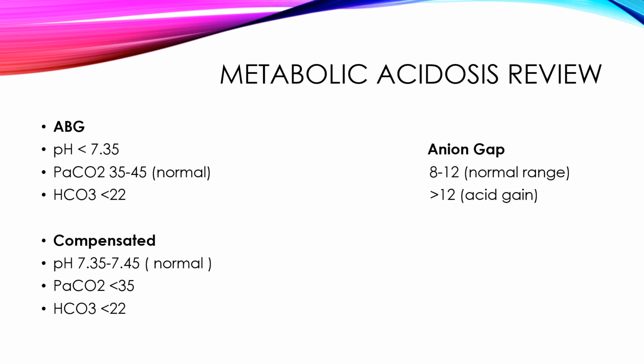So when we're thinking about that model of ROME, we're at the M and the E. The M stands for metabolic because we know it's a metabolic issue, and E means that the pH and the bicarb are equally going to decrease. So that means that we're going to see our pH is low, so is our bicarb, because our bicarb is that metabolic indicator.